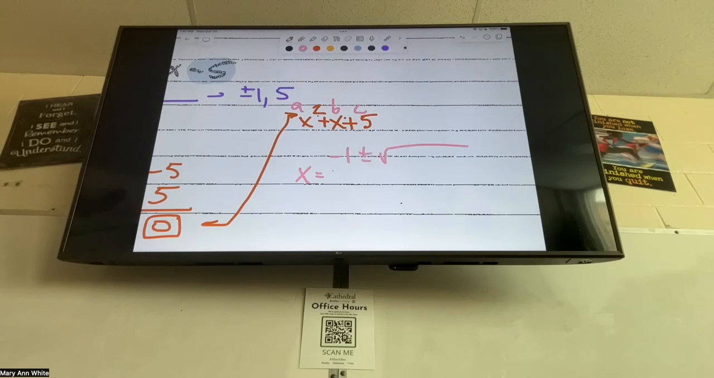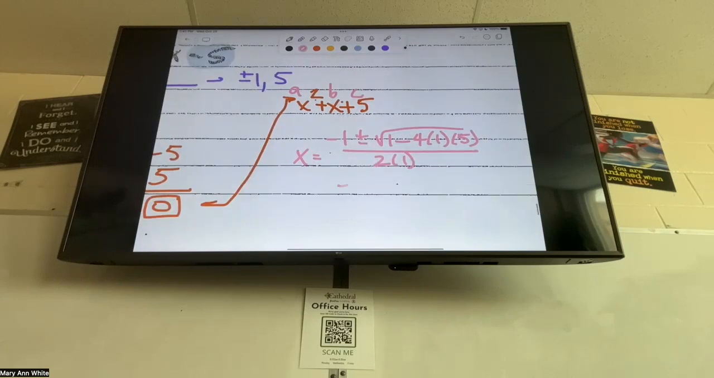-1 plus or minus 1. Negative B plus or minus the square root of B squared minus 4AC, and all of that's over 2A. So -1 plus or minus the square root of 1 minus 4 times 1 times 5, all over 2 times 1. -1 plus or minus the square root of 1 minus 20, over 2.